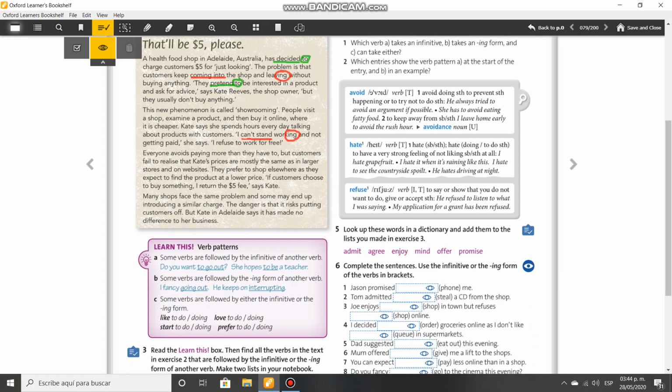As I said, some of the time you use them, but you don't relate it to the name, as we call this grammar tense, the verb patterns, okay? Some verbs are followed by either the infinitive or the ing form, like to do or like doing, start to do or start doing, love to do or love doing, prefer to do or prefer doing.